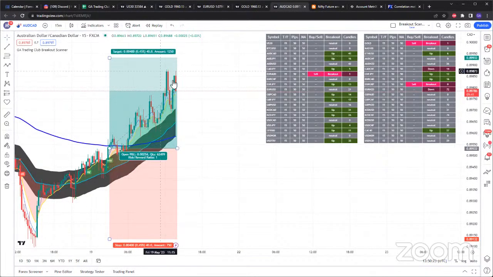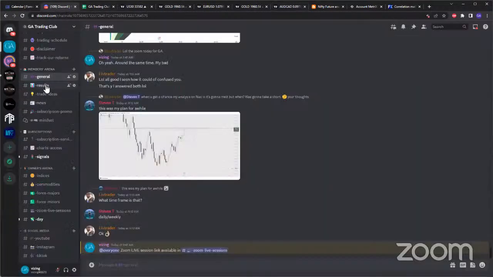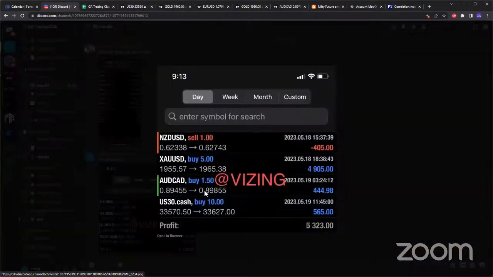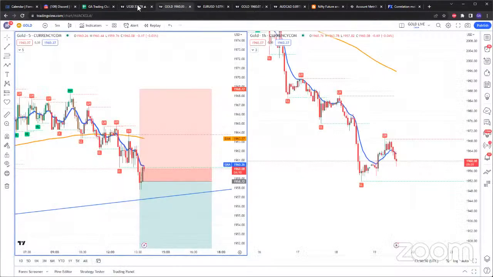Looks like the TradingView charts might not be the same as my MT4 charts, but I already got out. If you look at the trades that I sent here, you can see OddCAD already hit TP. So I went for a 40 pips TP, 40 pips stop loss. I made a quick 0.25 or 0.2% here. And then that US 30 trade made a quick 0.25%.